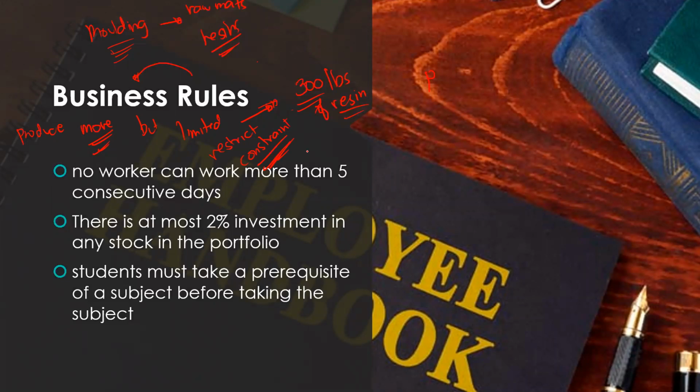Another example of business rules: no worker can work more than 5 consecutive days. That means the schedule must be Monday to Friday only, or Tuesday to Saturday only, because working more than 5 days is not allowed. Another example: overtime must be less than or equal to 3 hours. It cannot exceed 3 hours. That's what less than or equal means. Clear?